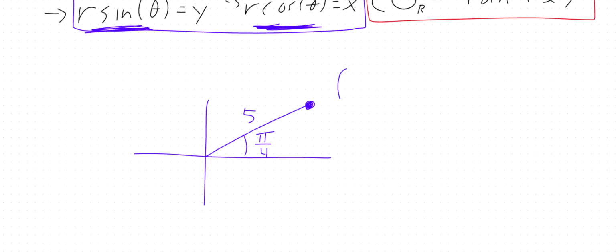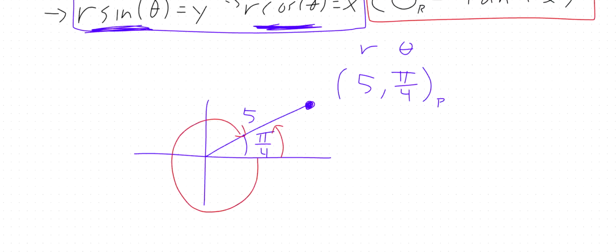We could have this point just be written as 5, pi over 4 in polar coordinates. We'll put a little P there to designate it. But there are other ways to do it. So we always write it as our r and then our theta. And we typically want our theta to be in radians. But otherwise, we could do it. Rather than just going straight there, we could go the other way. So this could also be 5 and then negative 7 pi over 4.